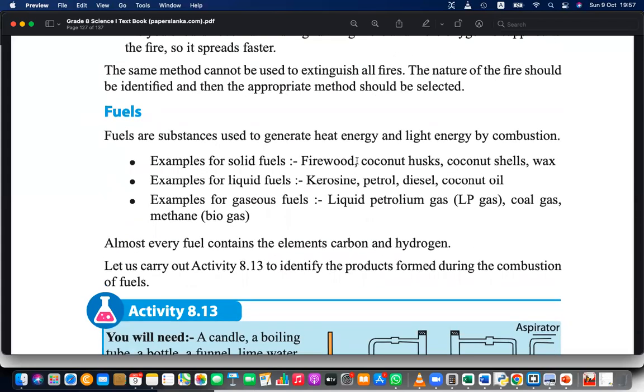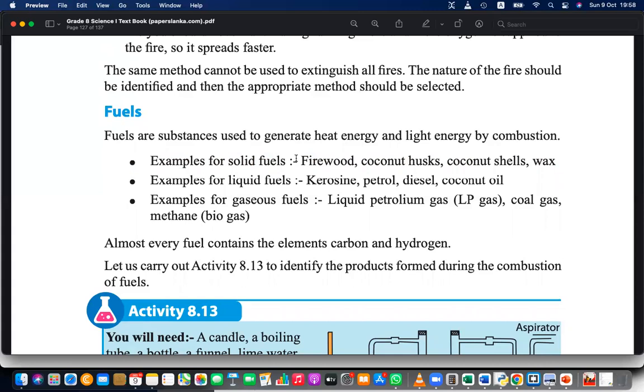Fuels. Fuels are substances that generate heat, energy, and light. Examples of fuels: firewood, coconut husks or coconut shells, wax, kerosene, petrol, diesel, coconut oil. These are liquid fuels. These are solid fuels. There are gas fuels also: LPG, coal gas, biogas. These are gas fuels.